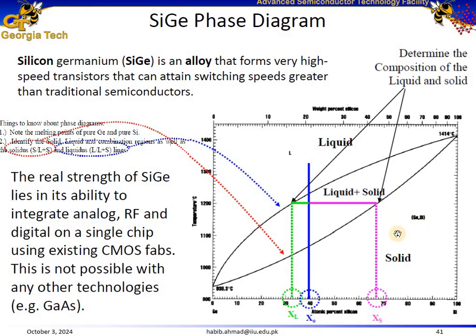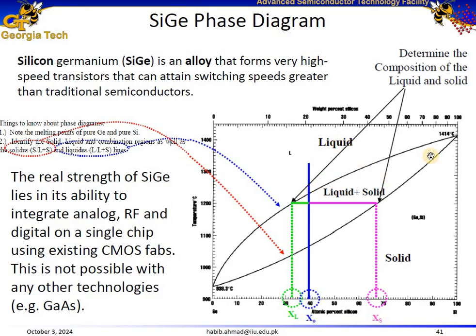In the solid region, the silicon germanium is fully solid. The composition is fixed as a solid phase with varying proportions of silicon and germanium. Then we have the liquid plus solid region, the middle region. In this region we have a mixture of liquid and solid silicon germanium. As the temperature drops below this region, we go into the solid region, and as we go above this region, the entire material converts into liquid form.